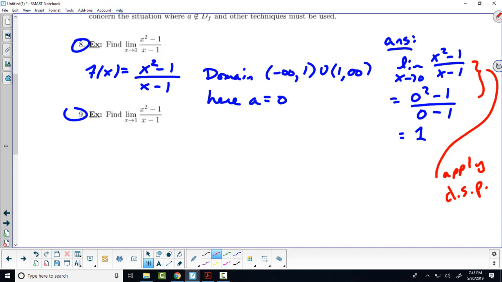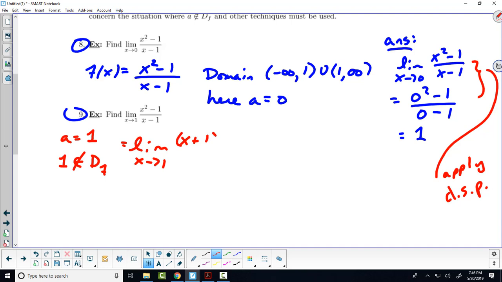We've got the same function here, right? Here a, though, is equal to 1, and what is 1 in relation to the domain? Yeah, 1 is not in the domain of f. Can I apply the direct substitution property to this problem? No. I cannot apply the direct substitution property here. So what do we do? We look at the limit as x approaches 1, and what did we do when we encountered something like this before? Yeah, we tried factoring it. Let's see if that trick works again.